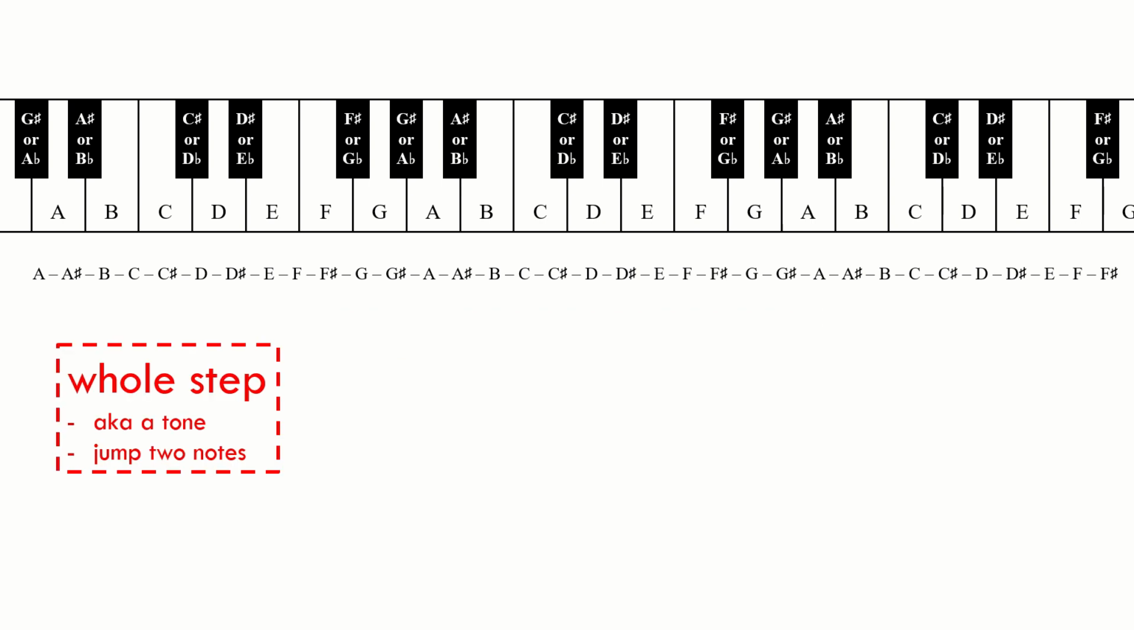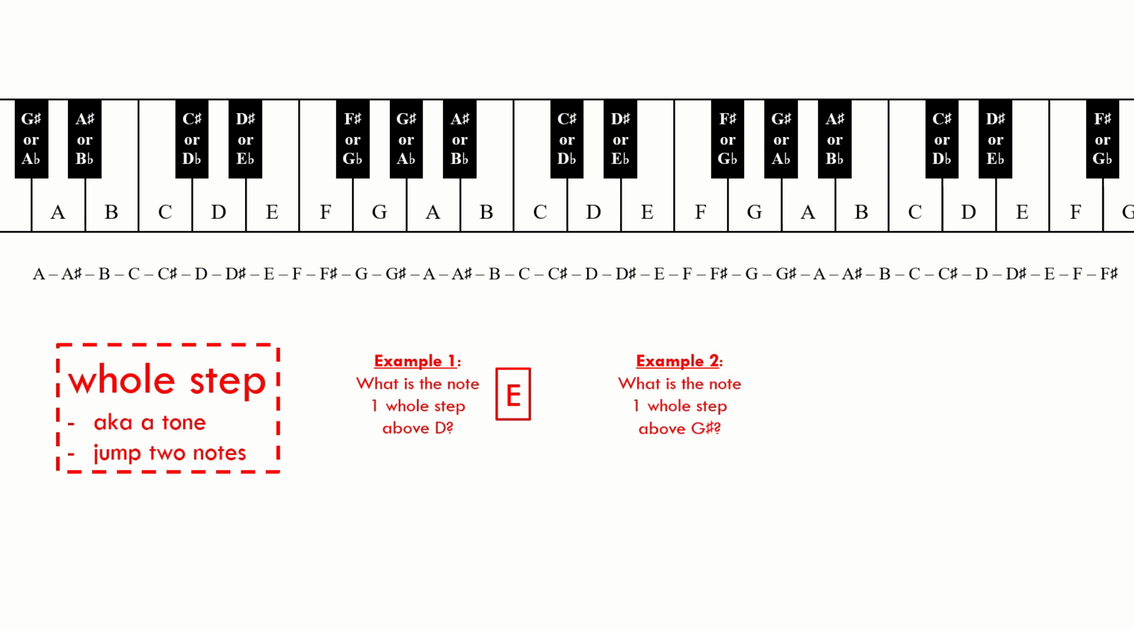A whole step interval, or a tone, means a distance of two notes. To demonstrate, let's go over some examples. Example number 1. What is the note one whole step above D? Now D is over here, and to move a whole step above it, we jump two notes forward, giving us E.